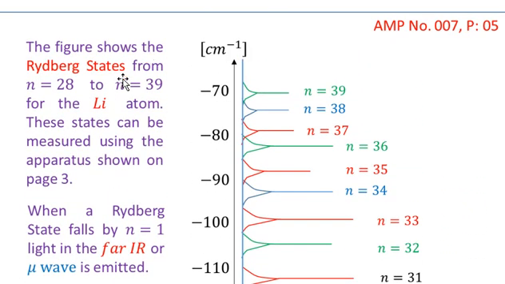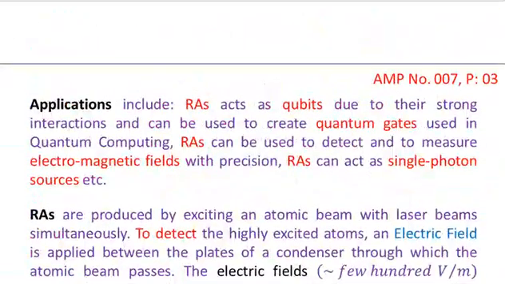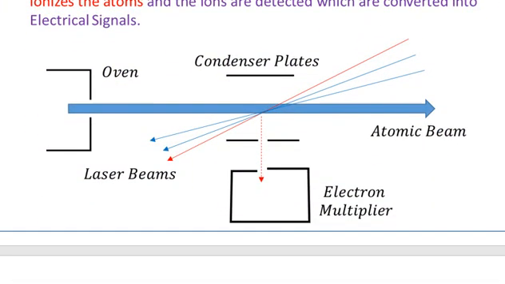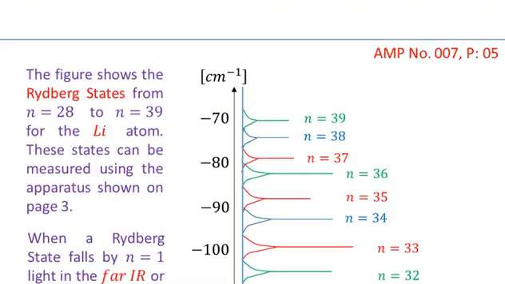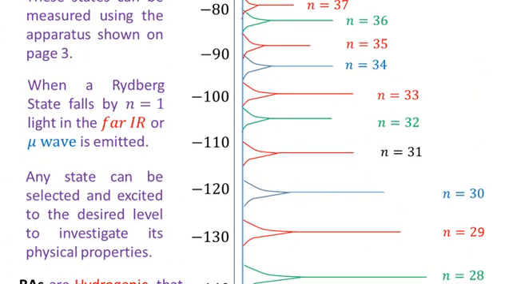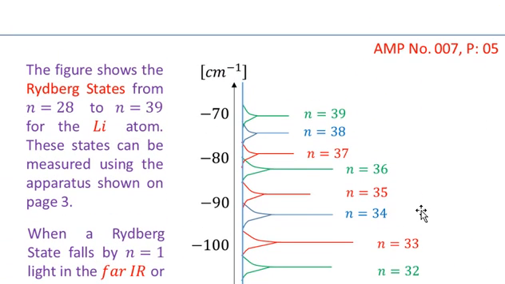The figure shows the Rydberg states from n equal to 28 to n equal to 39 for the lithium atom, that is, for the lithium beam as used in the previous setup. These states can be measured using the apparatus shown on page number 3. So you see that this is the apparatus that was used to measure the voltage, to measure the signal from the ion detector.